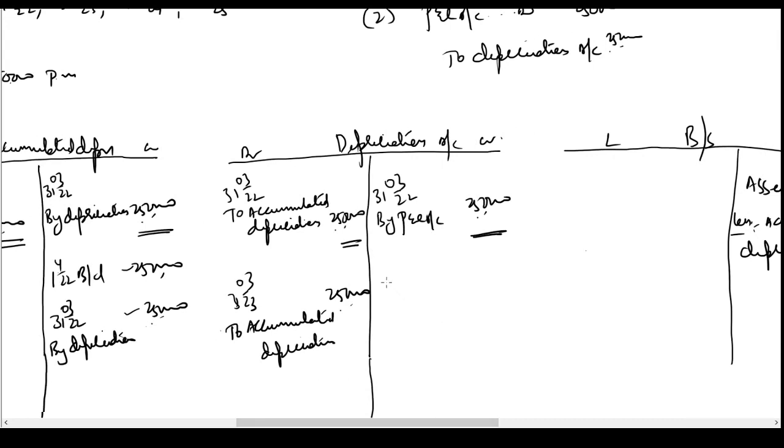Next, at the end of the year on 31st March 23, whatever is there in the depreciation account has to be transferred to P&L account. We'll write by P&L account 2,50,000. With this, the account will get closed.